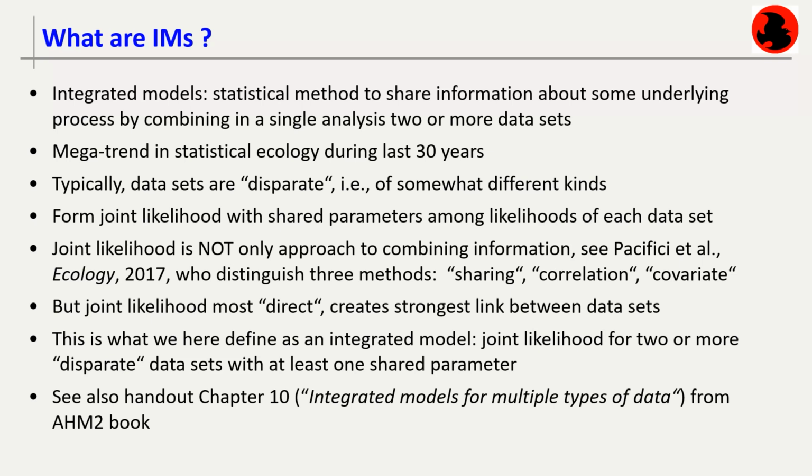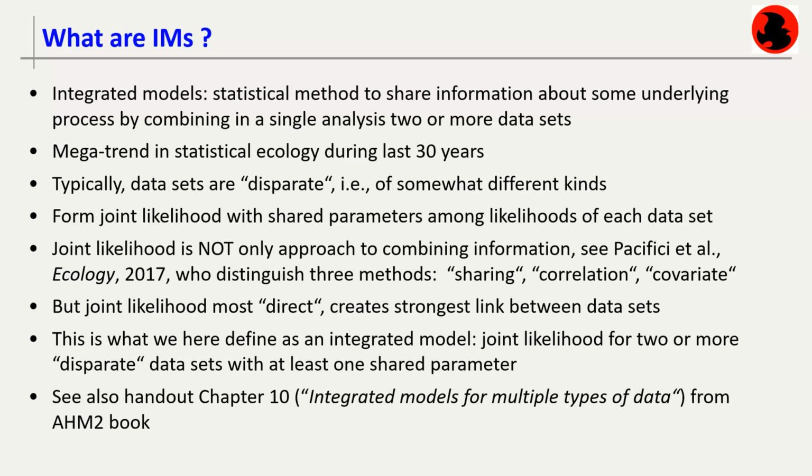In an interesting paper by Krishna Pacifici and colleagues in 2017, they point out that the joint likelihood is not the only approach to combining information. In fact, in the context of an SDM, they distinguish 3 different methods of sharing information, which they call sharing, correlation, and covariate.